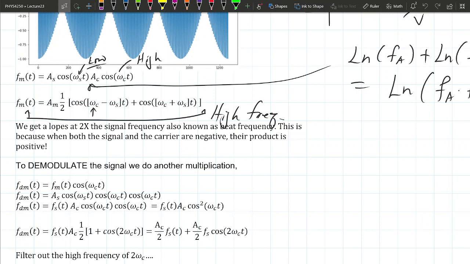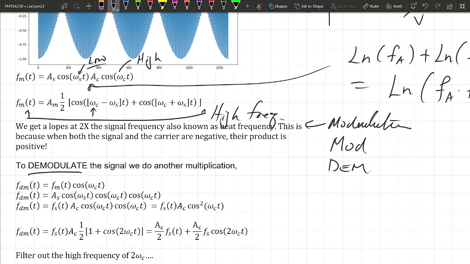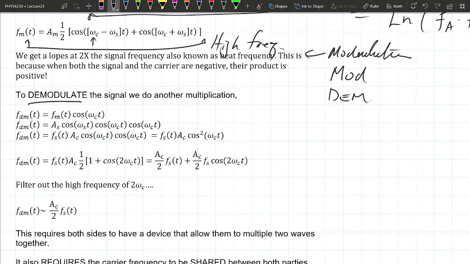All right, so how do we demodulate the signal? This is called the modulation, that's the mod. Demodulation is the dem, and you combine them together, you make a little modem. The way you demodulate the signal is you do the same thing, which is interesting.